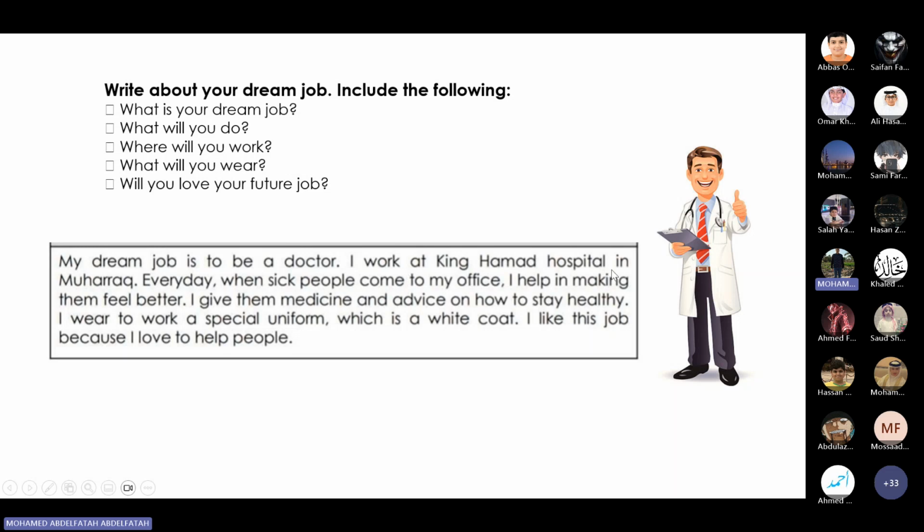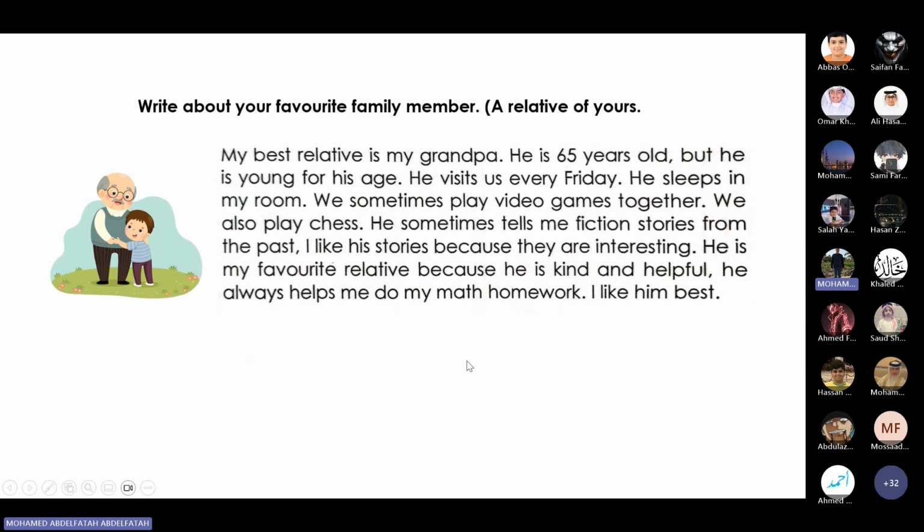I work at King Hamad Hospital in Maharrag. Every day, when sick people come to my office, I help in making them feel better. I give them medicine and advice on how to stay healthy. I will wear a special uniform. Here we have got a mistake. I will wear, or I wear, or I am wearing a special uniform, which is a white coat. I like this job because I love to help people. Bravo, Omar. Let's go to the next one.